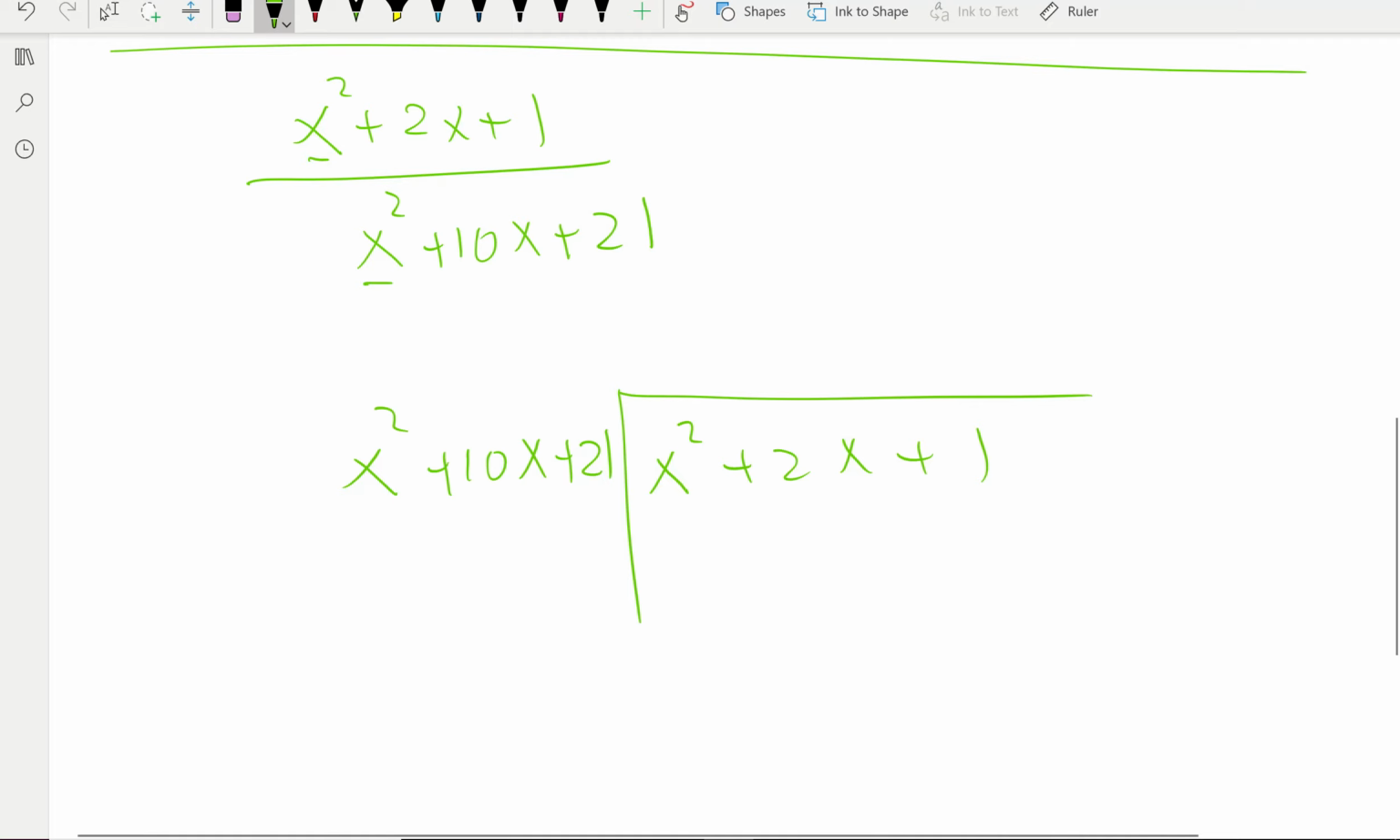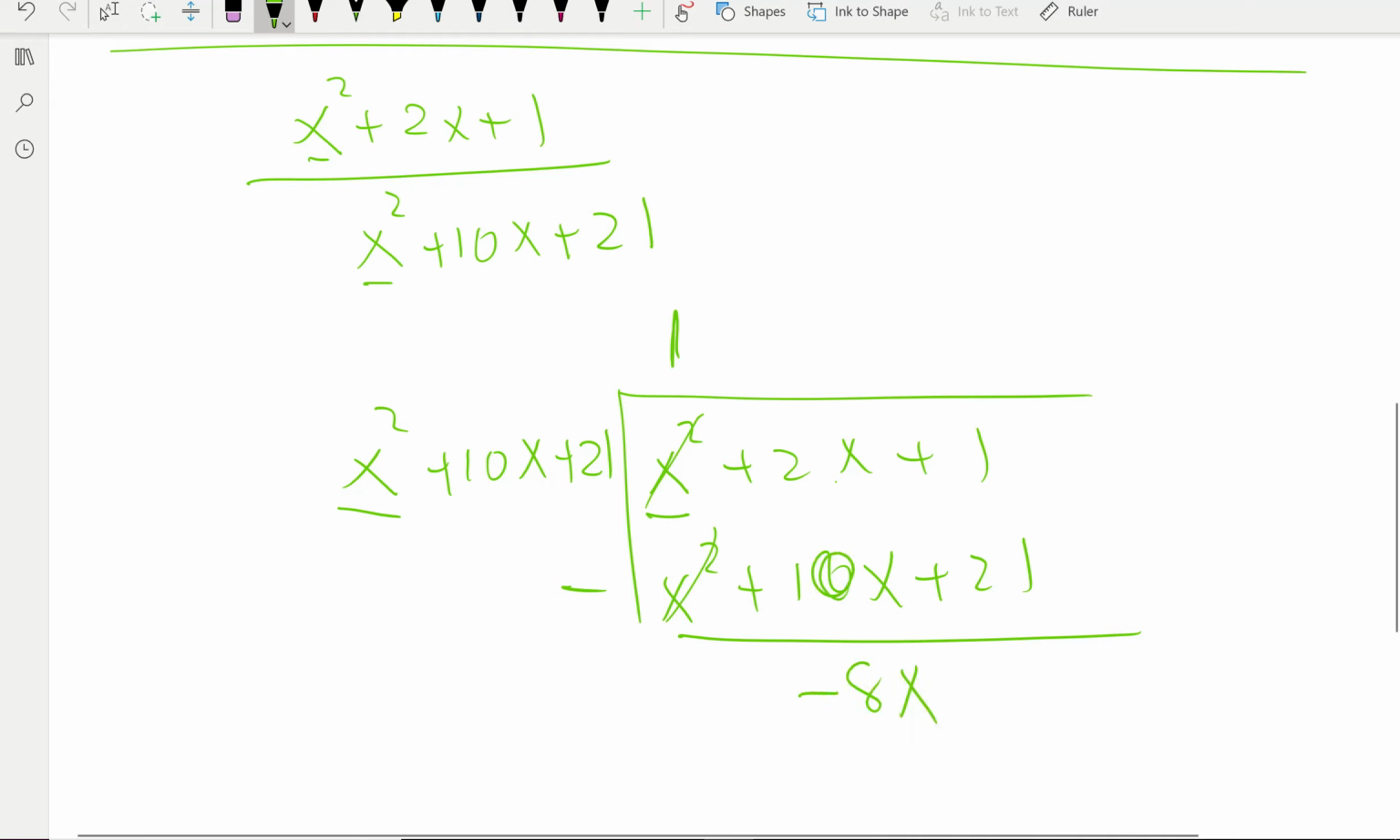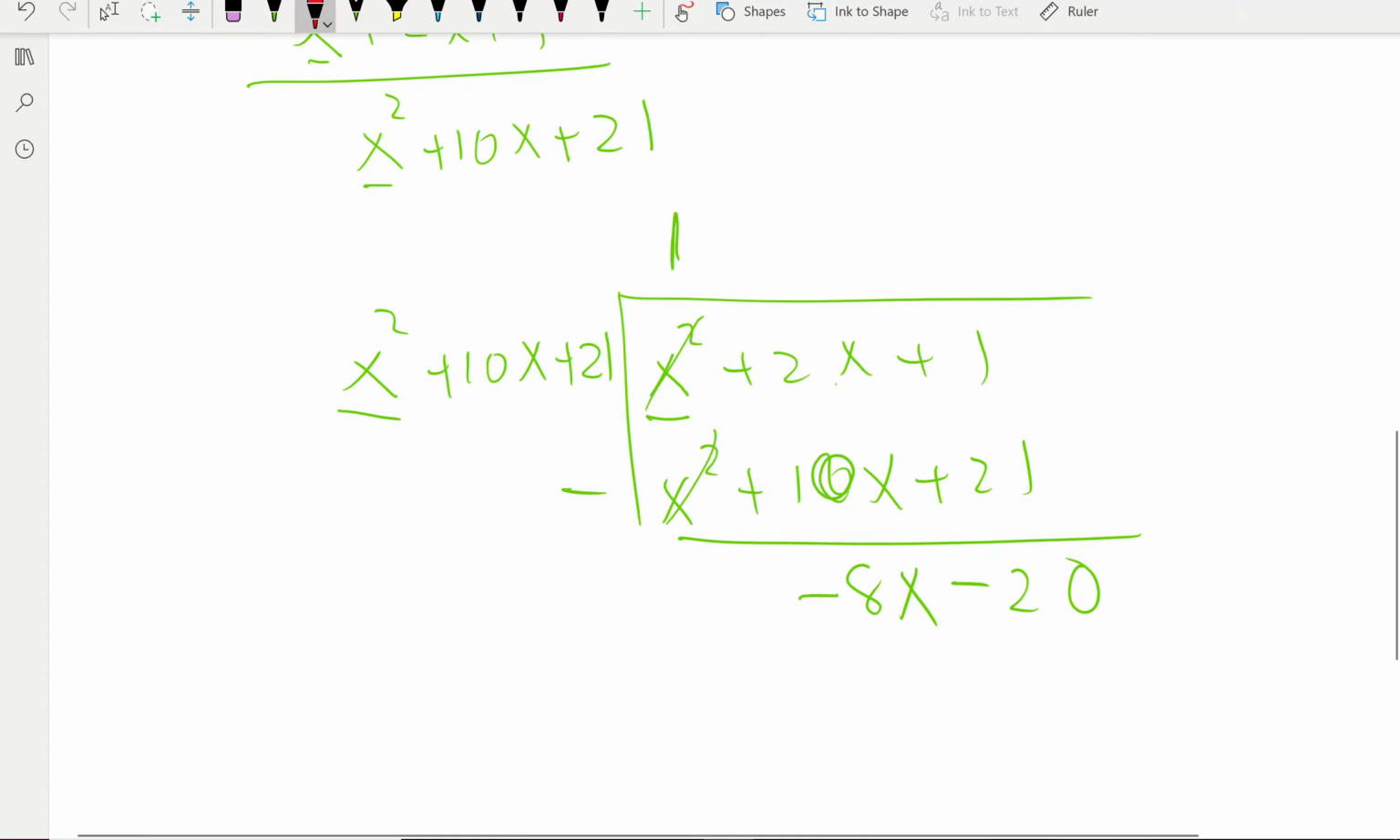Okay, so we'll see. So x squared, you just multiply by 1, right? So multiply x squared plus 10x plus 21. If you subtract, x squared cancels out. 2x minus 10x is minus 8x. 1 minus 21 is minus 20. Alright. Now here, the first term is negative 8x. The first term is x squared.